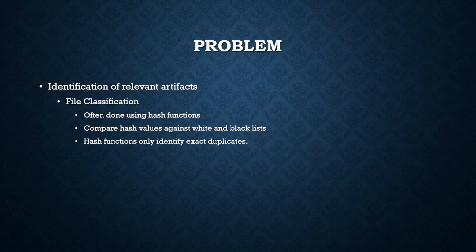The problem that was being addressed in this article is the identification of relevant artifacts. On any operating system or any computer, there are several files: executable files, text files, document files, configuration files, just several files. One of the hardest things to do is being able to identify what a relevant artifact or a relevant piece of information is. Oftentimes, the way that this is done is by using file hashing and whitelist and blacklist.